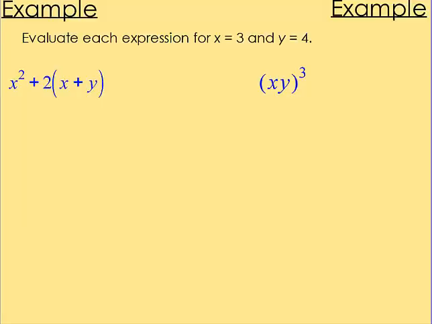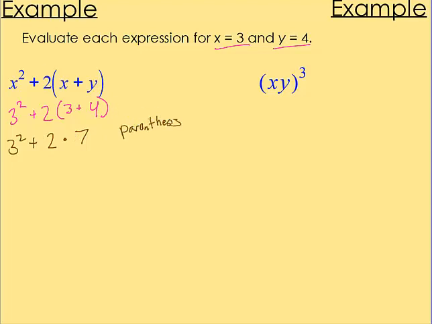Here's an example. I want you to try this. I'm going to pause. And let's go over this answer. So we're evaluating for x equals 3 and y equals 4. First example right here. I'm going to plug in 3 for x. This becomes 3 squared plus 2 times 3 for x again is 3 plus y is 4. Now following my order of operations, I do parentheses first. 3 plus 4 is 7. So instead of 2 times the parentheses, it's 2 times 7. So 3 squared plus 2 times 7, and we did the parentheses.